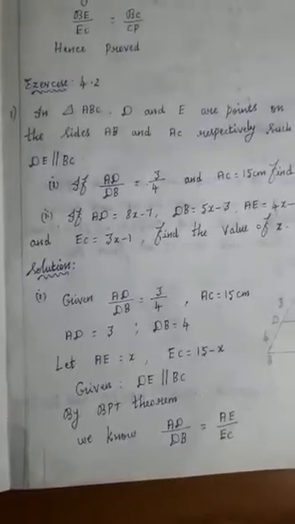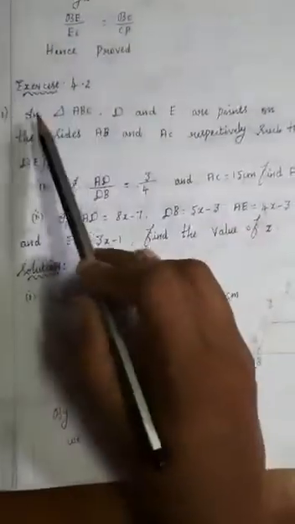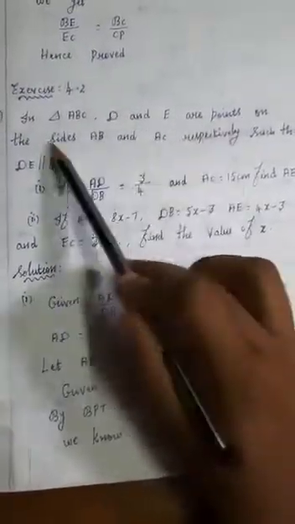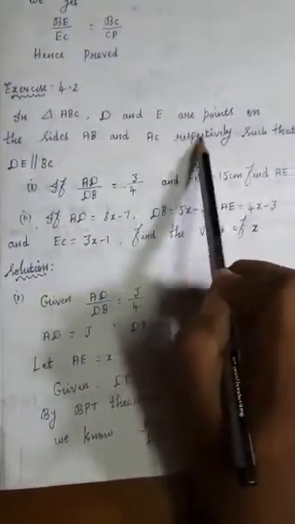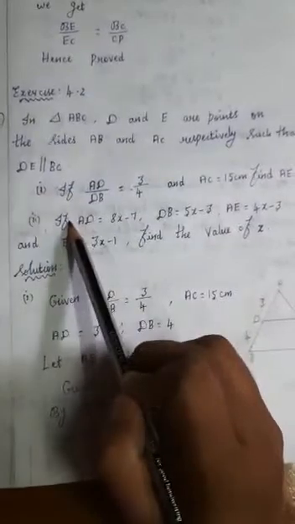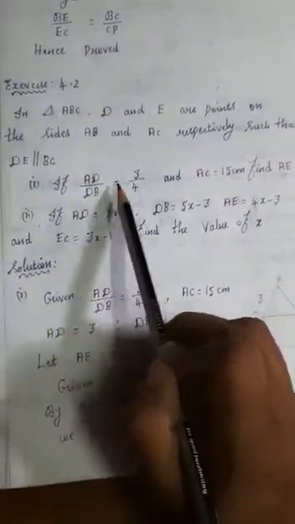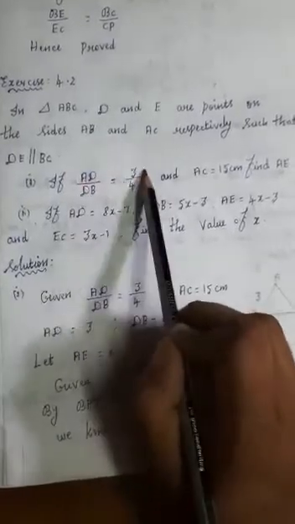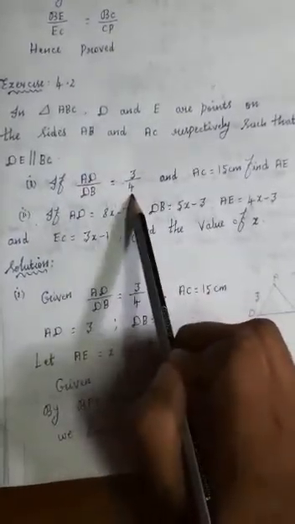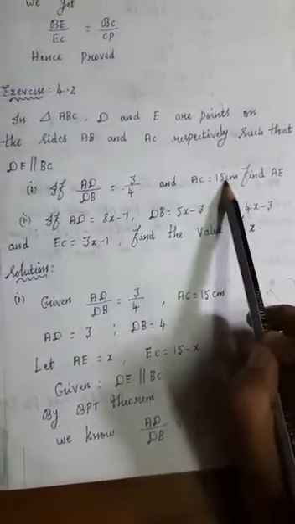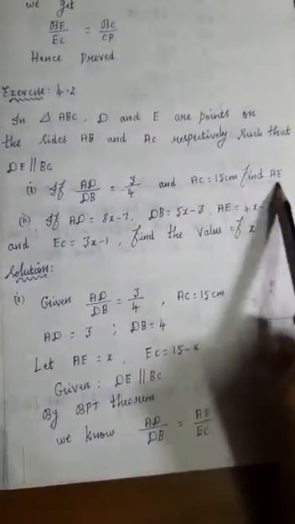Now let us see exercise 4.2, first question. In triangle ABC, D and E are points on the sides AB and AC respectively such that DE is parallel to BC. Okay, so this is the given. They have asked two questions. The first question: if AD divided by DB is equal to 3 by 4, meaning AD value is 3 and DB value is 4, and the length of AC is 15 centimeters, you need to find the length of AE.